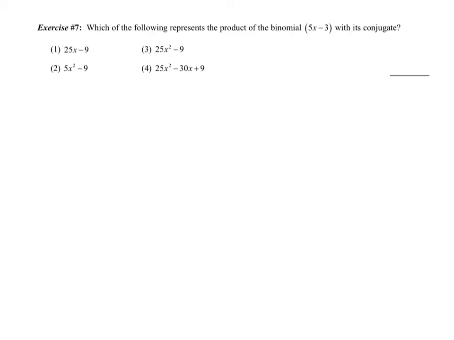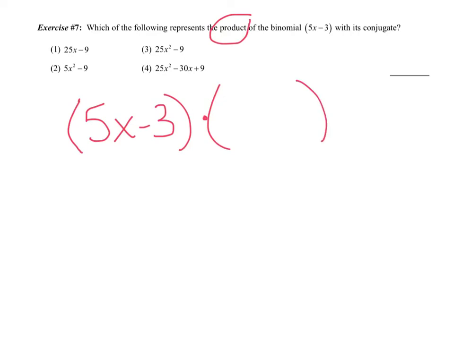7. Which of the following represents the product of the binomial 5x minus 3 with its conjugate? Watch that word product and conjugate. Hopefully you've got it. The conjugate of 5x minus 3 is 5x plus 3. All right, since they're conjugates, I'm going to go Florida style, first and last only. And again, if you don't trust yourself, FOIL it all out and show that they cancel. Pause it, see what you get.